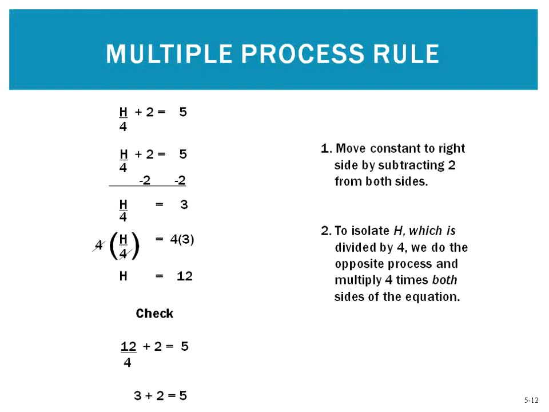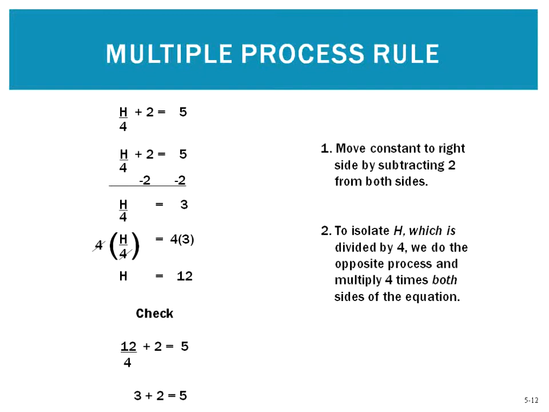h over 4 means divided by 4, h divided by 4 plus 2 is equal to 5. Okay? Step number 1 is add or subtract. We have an add over there, so because of the opposite process rule, we have to subtract. So plus 2, we have to make it minus 2. So h divided by 4 plus 2 minus 2 is just h divided by 4. And then on the other side, 5 minus 2 is 3. Okay? So now h divided by 4 is equal to 3.